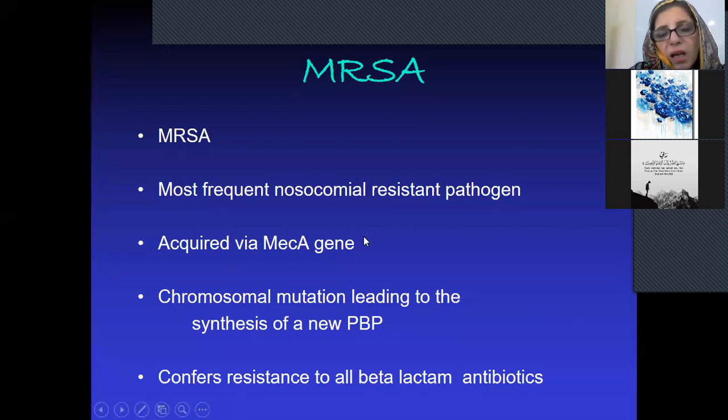MRSA has acquired a mecA gene, resistance through this gene. We won't go into the details of this. We just need to remember that it is a chromosomal mutation in the mecA gene, and this resulted in the formation of a penicillin binding protein which is different from that which targets the penicillins. So consequently, it is resistant to all beta-lactam antibiotics. The penicillin binding protein structure has been changed, as a result of which the beta-lactam antibiotics cannot attach to the penicillin binding protein, and consequently they are not able to destroy the peptidoglycan layer, and therefore the bacteria becomes resistant to the penicillins. Clear?